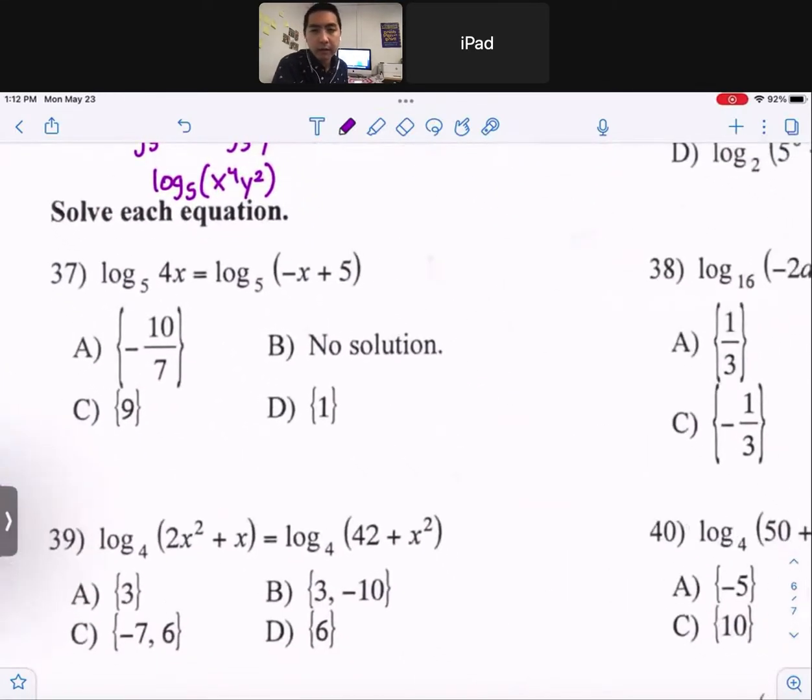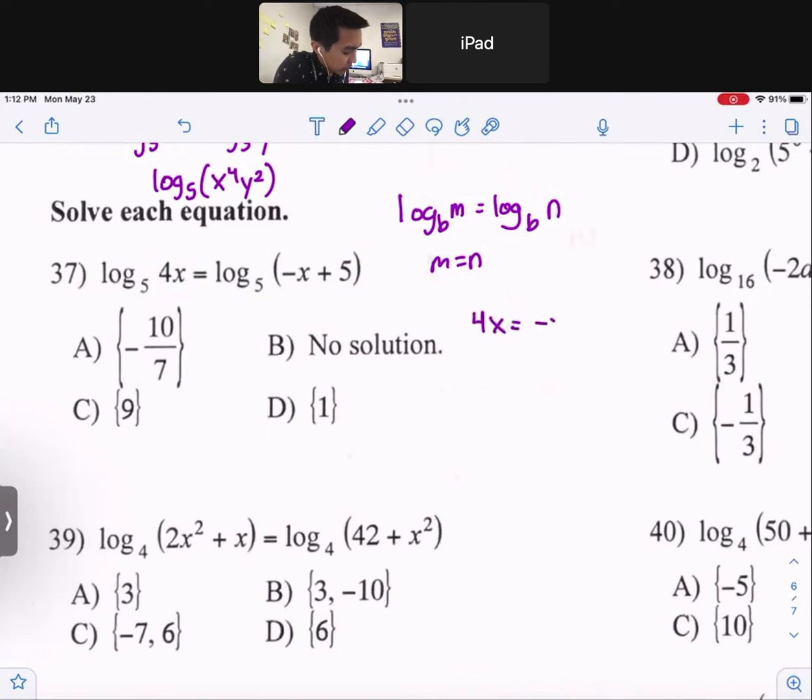Okay, now we have solving equations. So when we have a log equals a log, so let's do log base A of m equals log base, we'll make that B. When it's a log equals a log, all you have to do is set the two insides of the log equal to each other. Because this is log base 5 and log base 5, all we have to do is set both of these equal to each other.